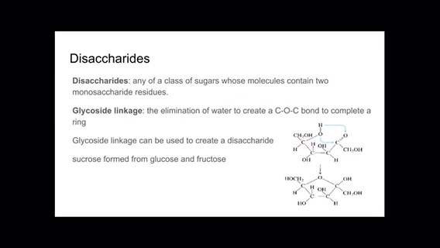Disaccharides are any class of sugars whose molecules contain two monosaccharide residues, and glycoside linkage is the elimination of water to create a carbon to oxygen to carbon bond to complete a ring. And glycoside linkage can be used to create a disaccharide, sucrose, formed from glucose right here. And as you can see, the hydrogen bonds to the oxygen, creating a hydroxide, and the oxygen and the carbon bond to create a single bond, completing the full chain.